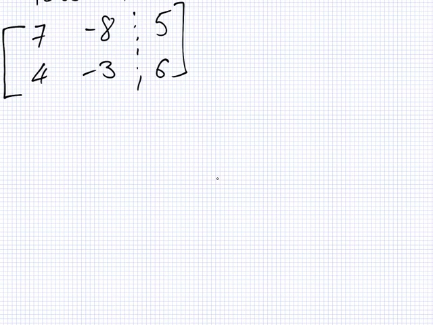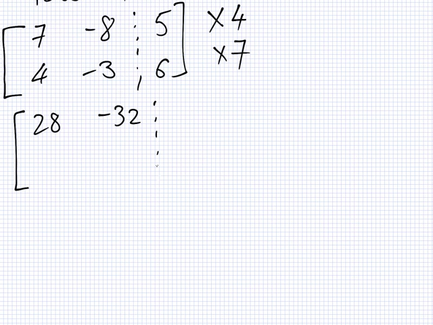I'll do it, and then afterwards I'll explain the logic for why I did each step. So the first thing I'll do is multiply this by 4 and this by 7. So I'll get 28, minus 32, 20. 28, minus 21, 42.